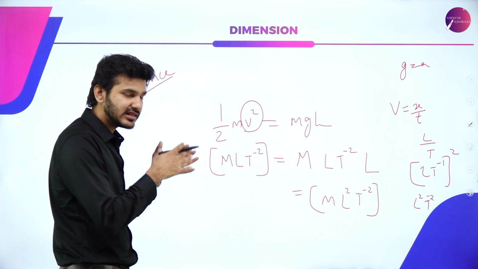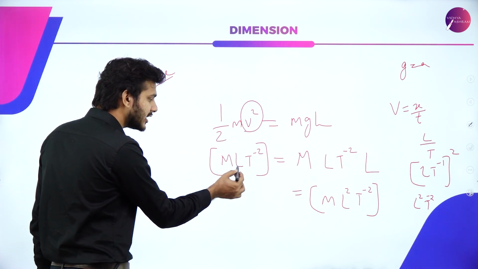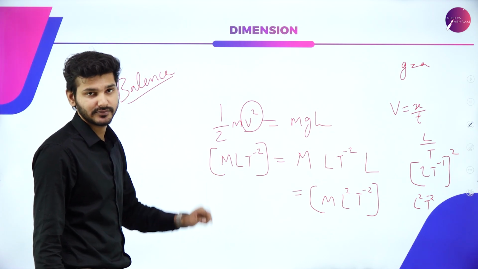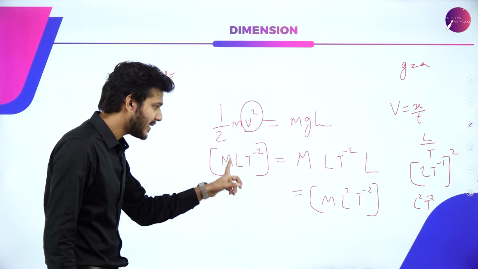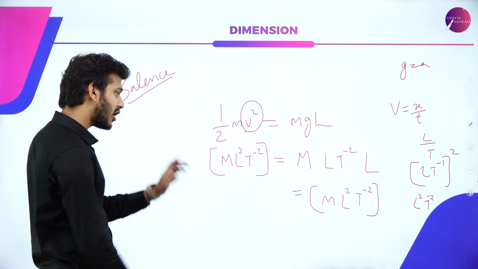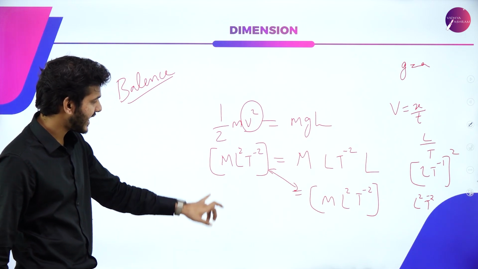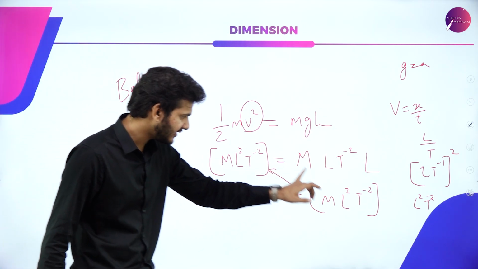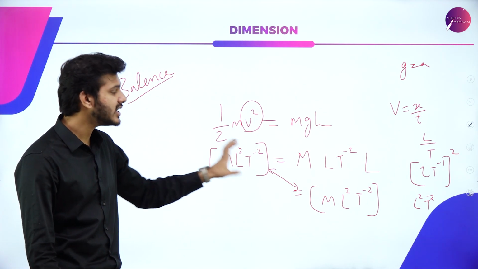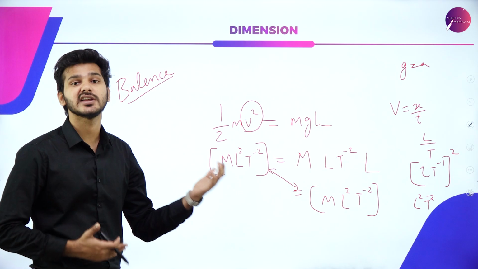So the error in this particular equation was, just because it was v square, I did not consider it was the whole square, I just took ml. But it should be ml square t square inverse. Now are these two equations similar? Yes, it is ml square t square inverse, and this is also ml square t square inverse. So these two equations are dimensionally balanced, which means they are dimensionally correct.